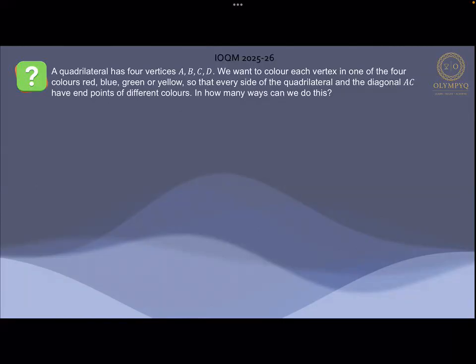So we can see that a quadrilateral is being framed. So this is vertex A, another vertex is B, another vertex we have as C, and another here we have as D. So we can join these vertices. Now, we have to color these vertices, and along with that we have to see that the diagonal AC should also have different colors.